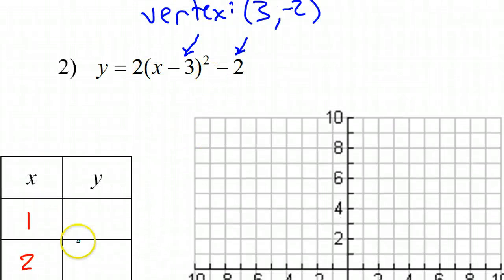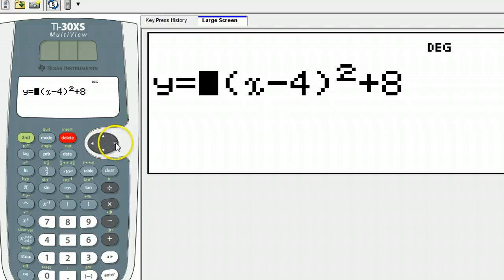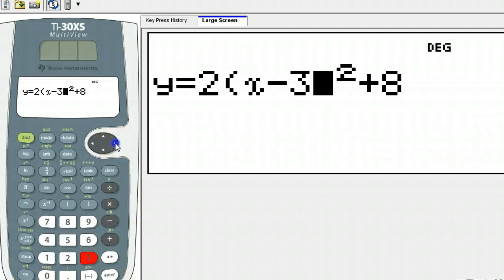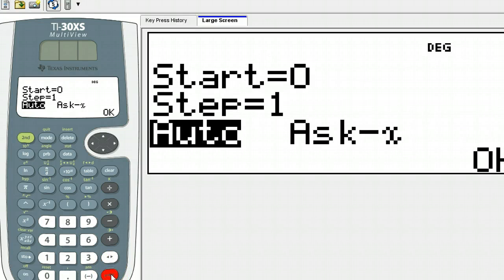Alright, let's put this into our TI-30XS MultiView. 2 times the quantity x minus 3 squared, minus 2. Okay, I'm going to hit enter 5 times. 1, 2, 3, 4, 5.